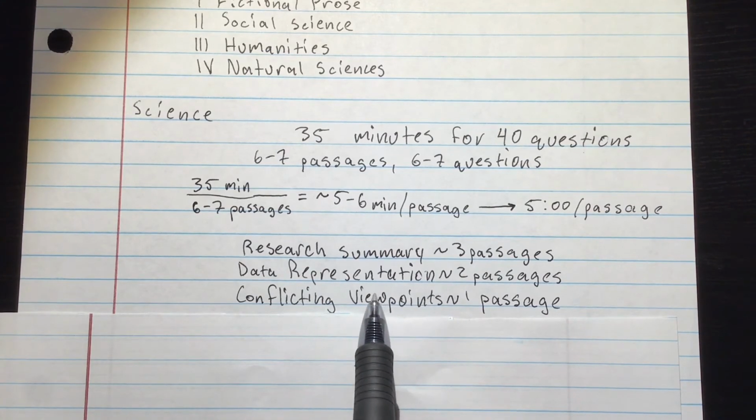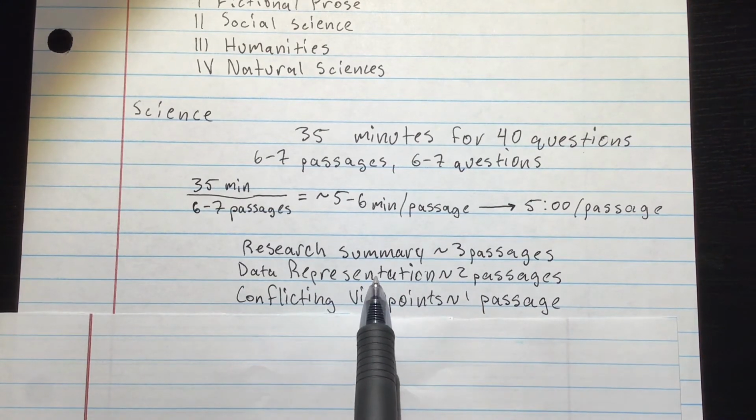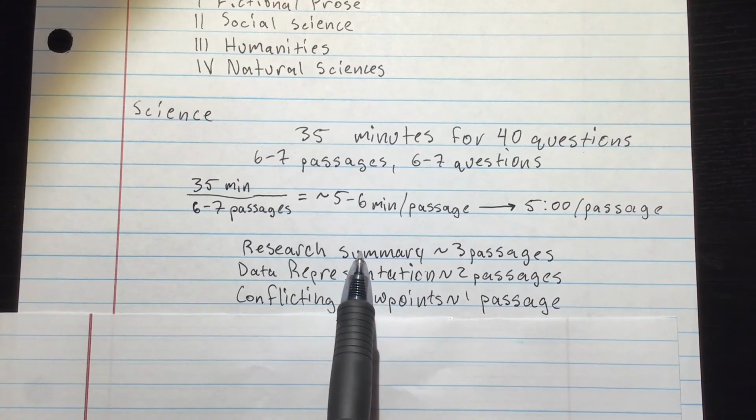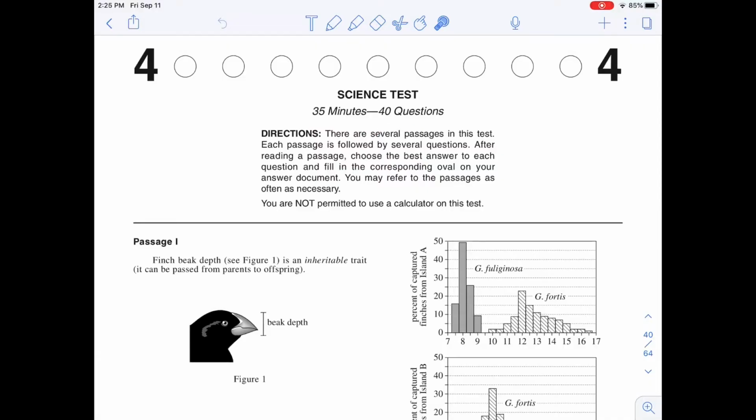These generally have the most reading to do before you answer the questions, which is why there are fewer of them. Data representation has less reading because it's just looking at tables and charts mostly, and the research summary kind of varies. But let's see what those look like on an actual test. All right, back at the 2019 test, we got 35 minutes for 40 questions.